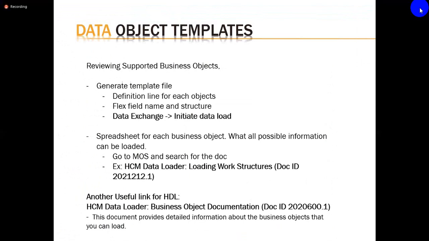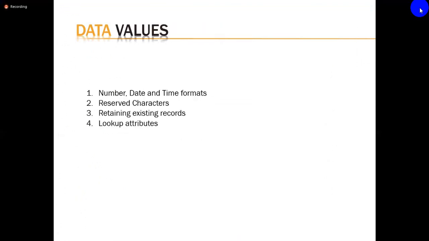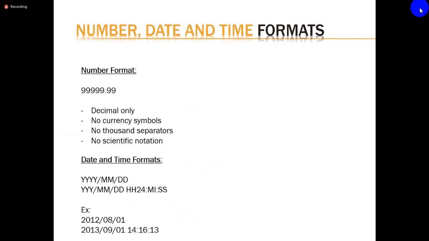Okay, coming to the data, how we have to give data in the HCM Data Loader. What are the number format and the date format? Typically, number format can be decimal only. So no currency symbols, no thousand separators, no scientific notations. You have to give a plain number format. If you don't follow this specific format, it will error out.